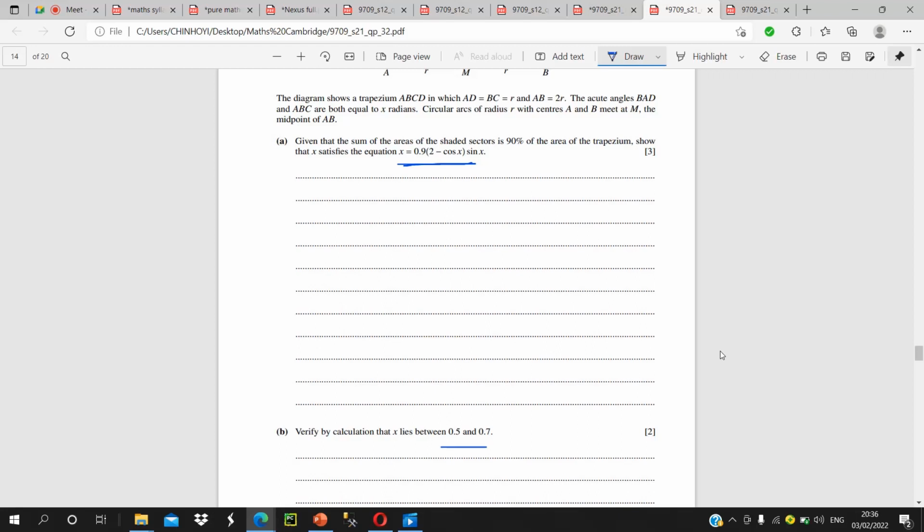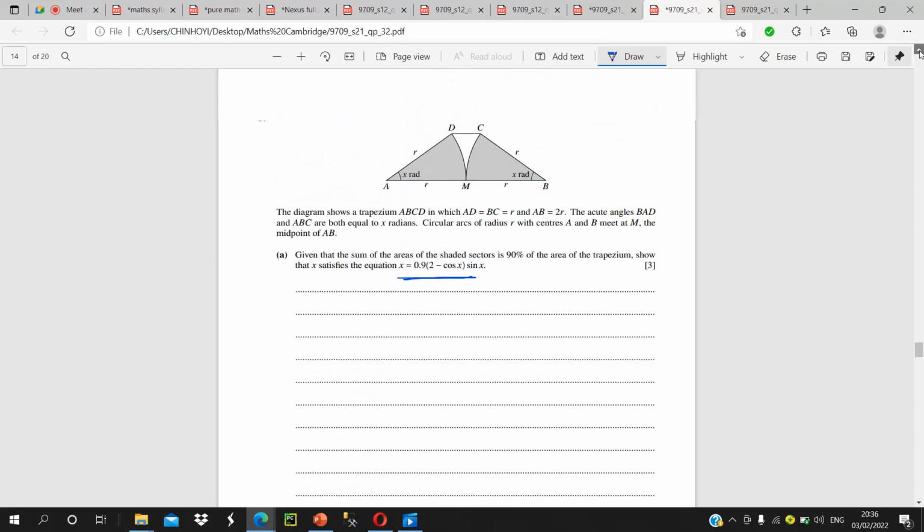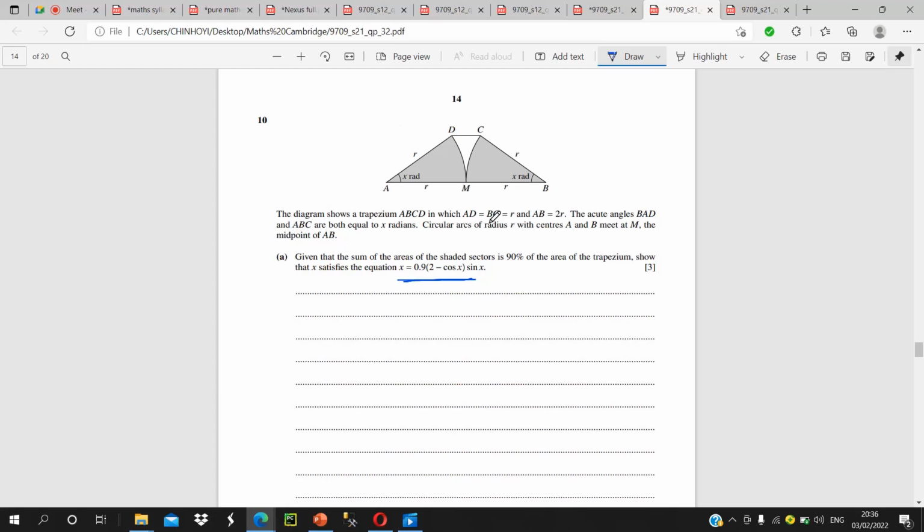But in this case, I'm not going to do part A. Maybe you can try part A on your own. I just want to demonstrate how numerical methods is solved. After doing part A, maybe you can revise it tomorrow. This topic is under shapes, circular measure, and so forth.